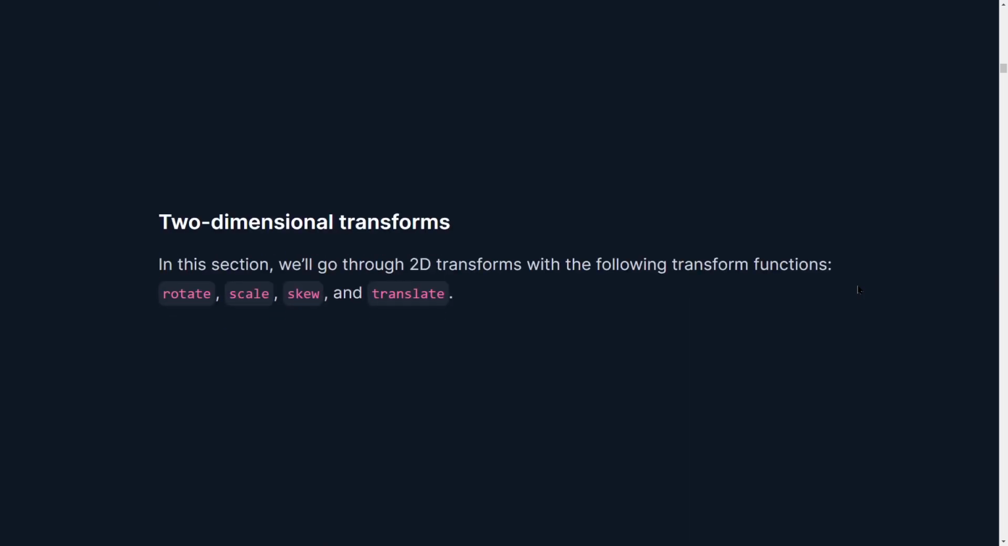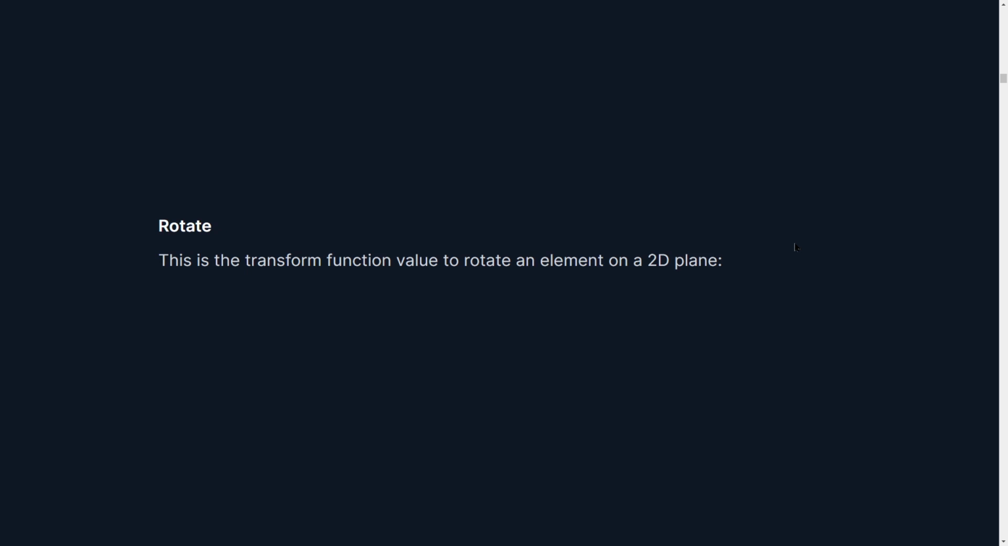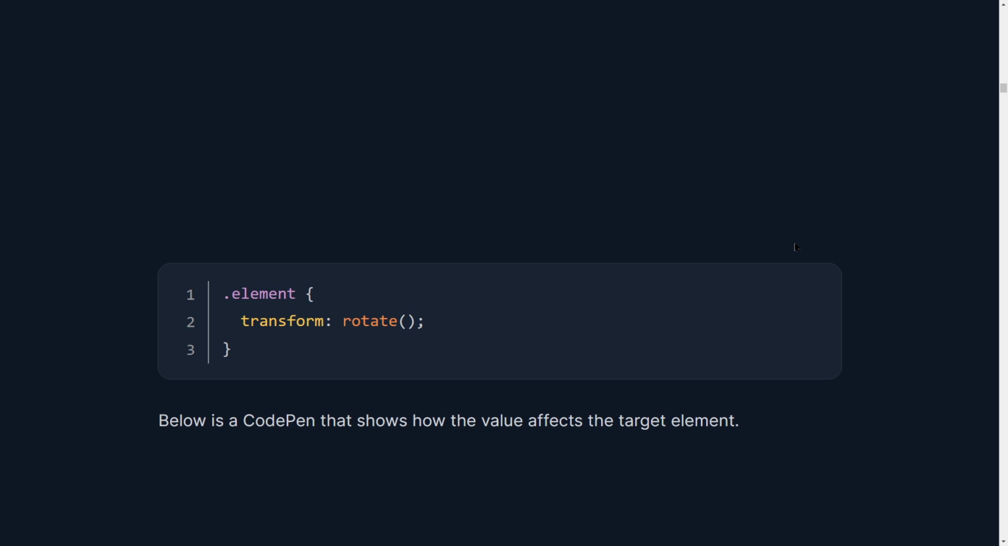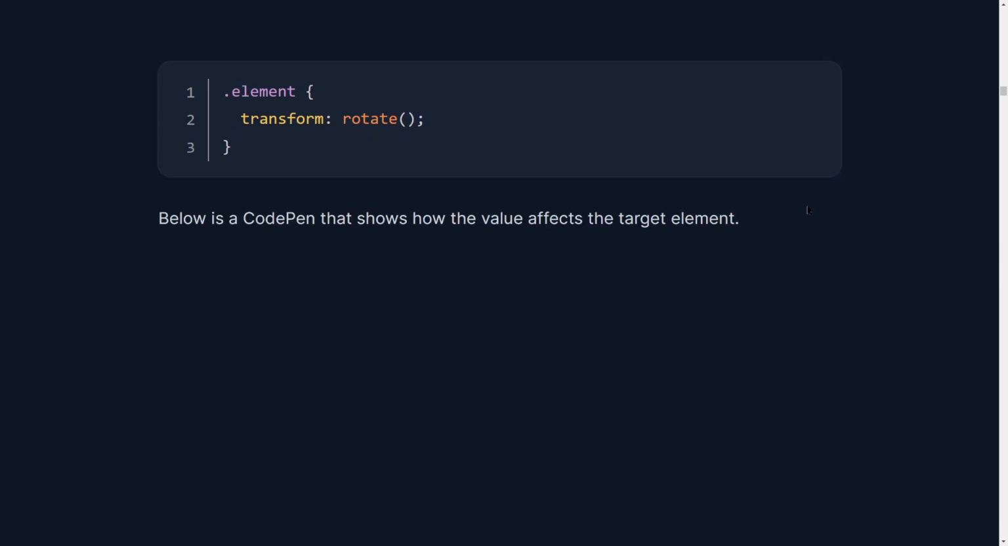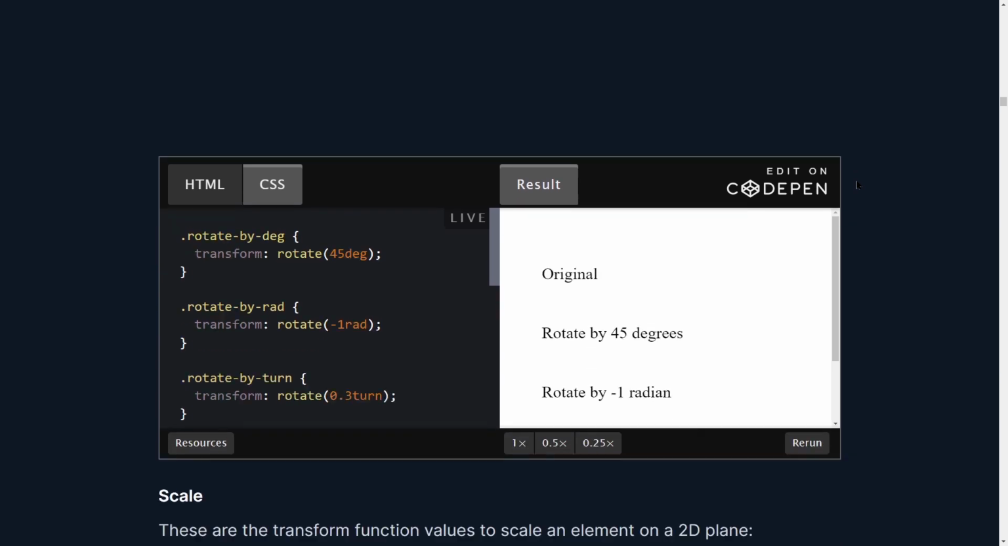Two-dimensional transforms. In this section, we'll go through 2D transforms with the following transform functions: rotate, scale, skew, and translate. Rotate. This is a transform function value to rotate an element on a 2D plane. So this is a simple dot element class, transform, rotate, and inside rotate there will be some number of degrees. Below is a CodePen that shows how the value affects the target element. Let's look at this CodePen.